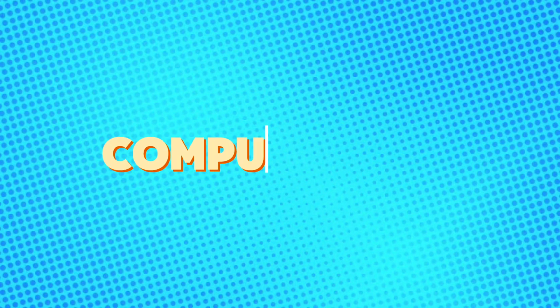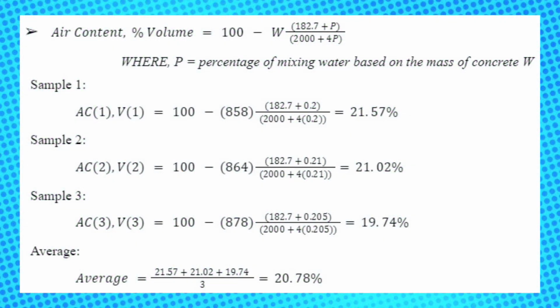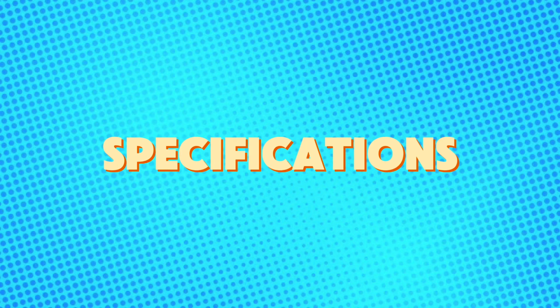Now that we gathered our data, let's head to computations. To solve for the air content, the formula is shown above, where P is equal to the percentage of mixing water based on the mass of concrete W. We then get the sum of the results of the three samples and divide it by 3 to get the average. Now, let's compare with the specifications.